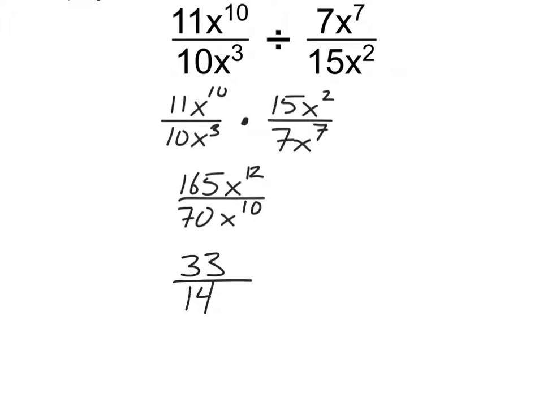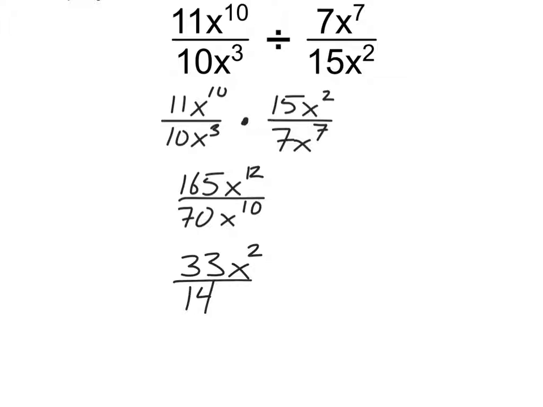Okay? So I divided both of those by 5. Now I look at the x's. So I have x to the 12th over x to the 10th. 33x squared. 12 minus 10 would be 2. Positive 2 means it's on top, because notice I have more x's on the top than I have on the bottom. So my x squared that I ended up with is on the top of the fraction.